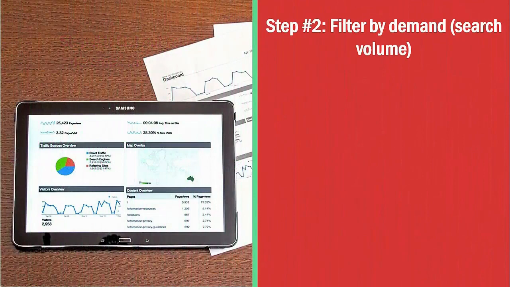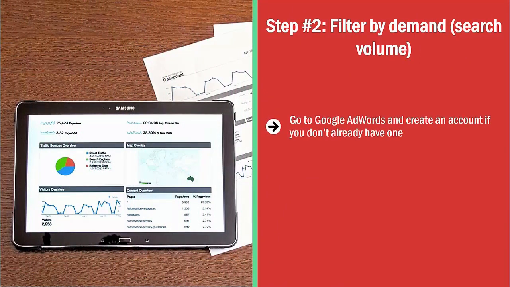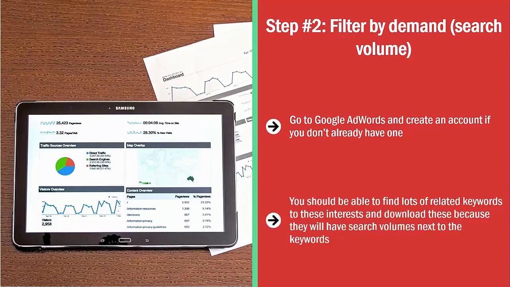Step number 2, filter by demand, search volume. Go to Google AdWords and create an account if you don't already have one. Once you're logged in, click Tools and use Google's Keyword Planner tool. Enter keywords that are related to the personal interests that you listed in Step 1. You should be able to find lots of related keywords to these interests, and download these because they will have search volumes next to the keywords.